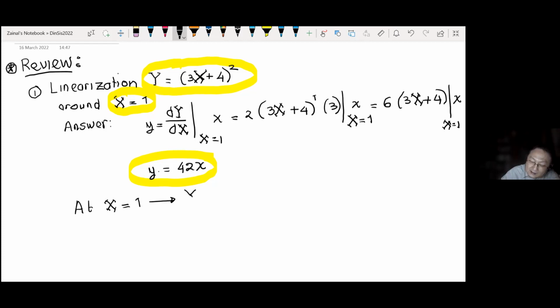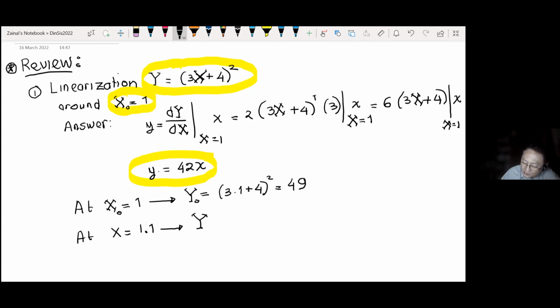Then y, I think I have to write this one, right? Then what is it? 3 multiplied by 1 plus 4, square. So this one is 7 square, which is 49. And now around x is equal to 1.1, then what is y?